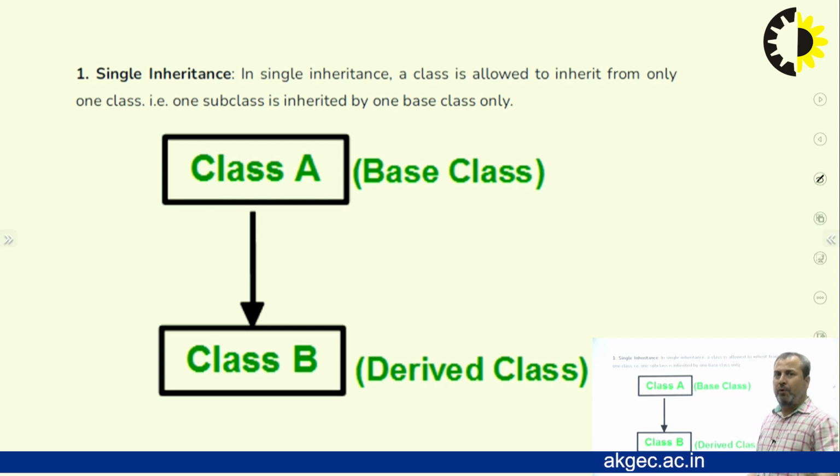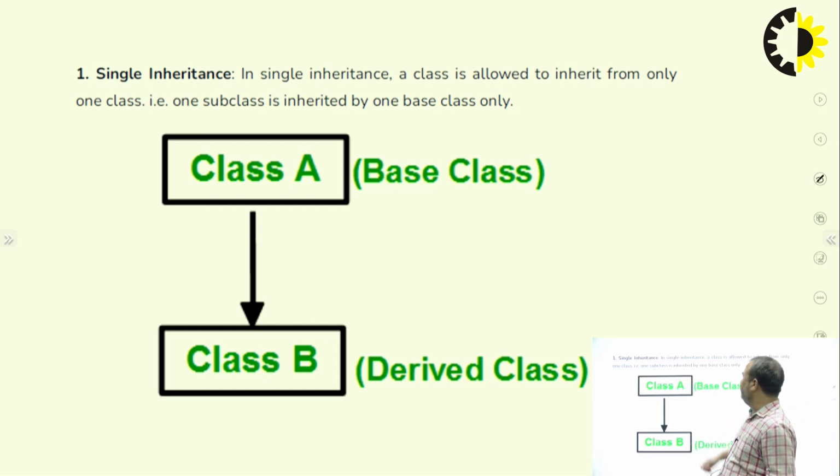There are three modes of inheritance, which means we can write the base class as a private base class: class B colon public class A, or private class A, or protected class A. So this is the example of single inheritance or single level inheritance. There is just one level, B inherits A.